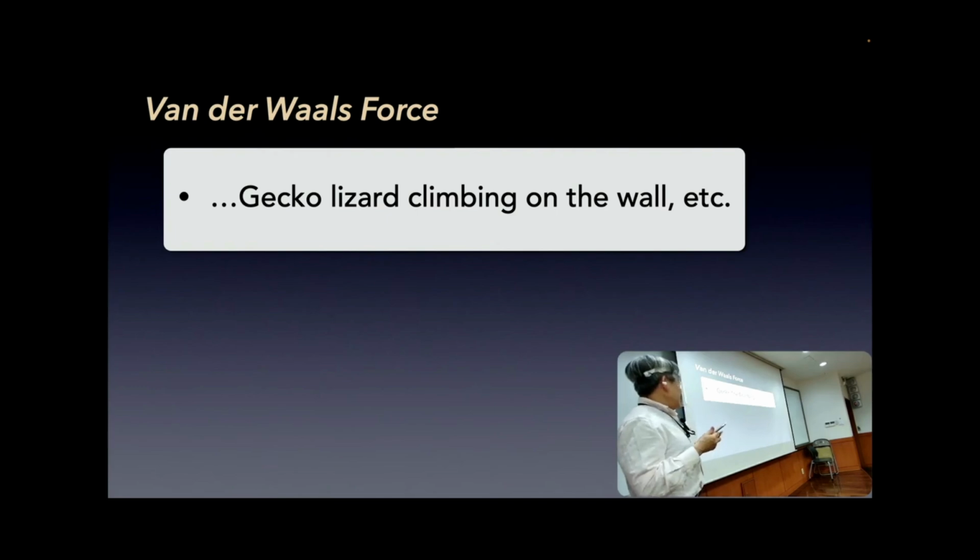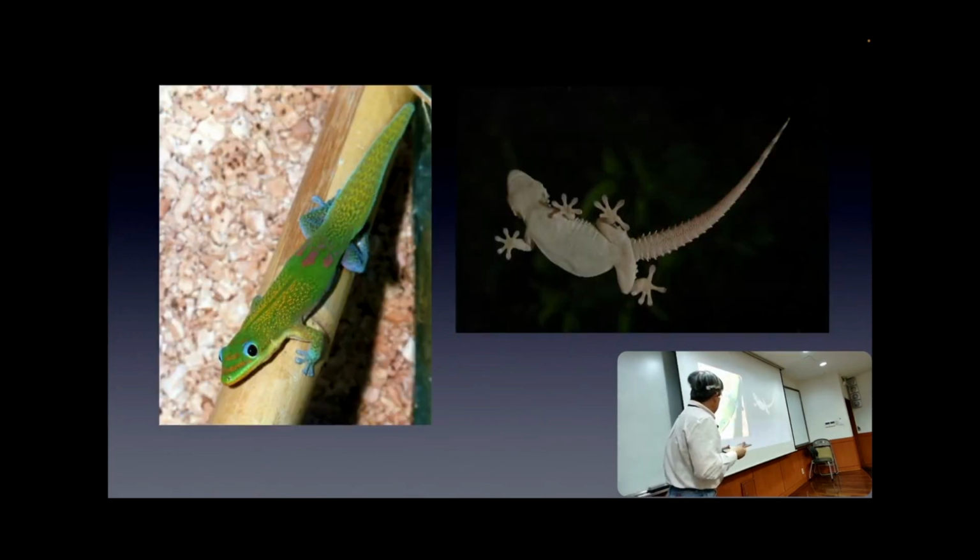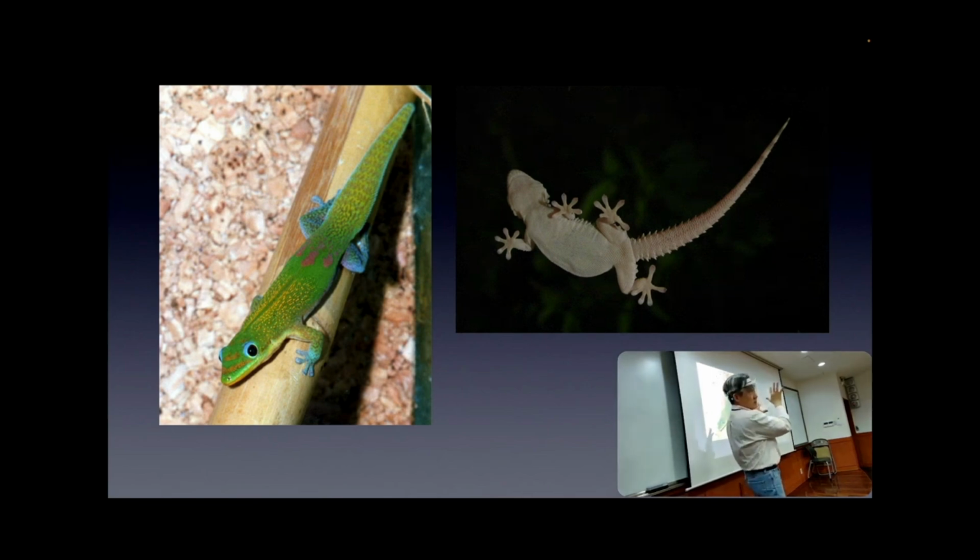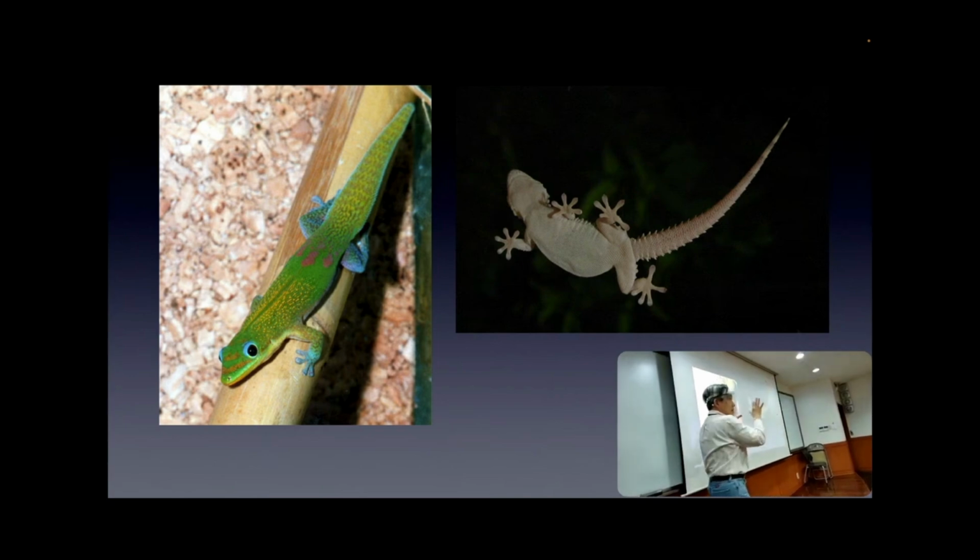And even a weird example: this particular lizard, its name happens to be a gecko lizard. This gecko lizard is very important in that it shows such a marvelous ability of climbing up at a right angle of surface, glass surface, without any aid.